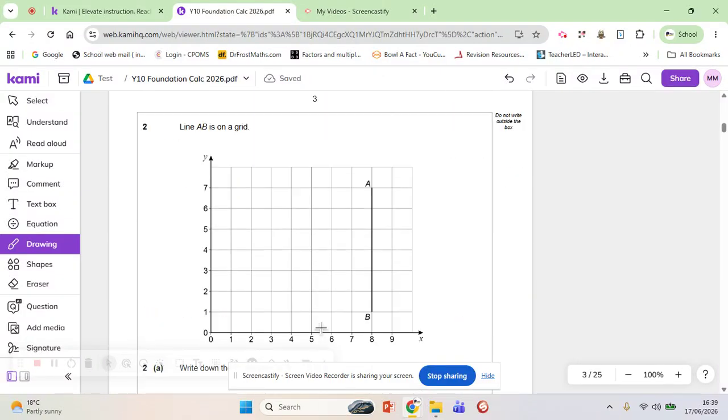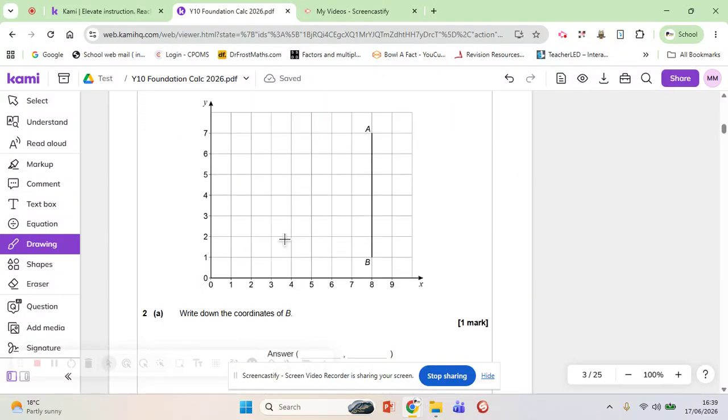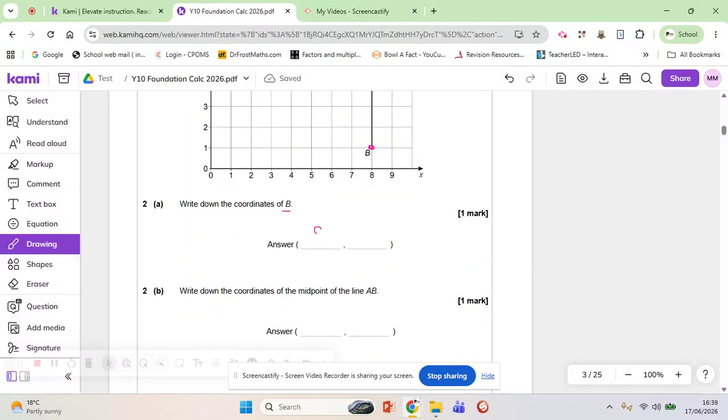The line AB is on the grid. Write down the coordinates of B. So remember, we start at the origin. We're coming along in the X first, so 8, 1 is what we're looking for there. So we're going to go 8, 1. So just remember that's X before Y.